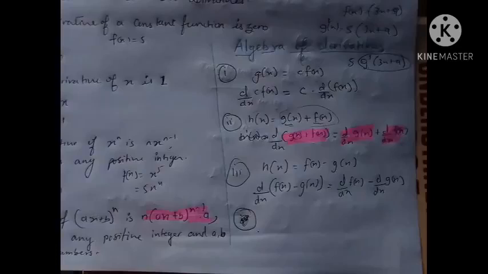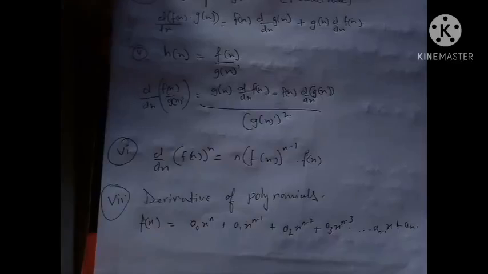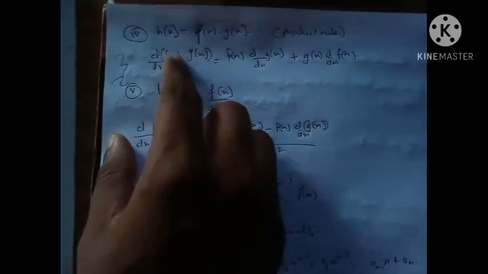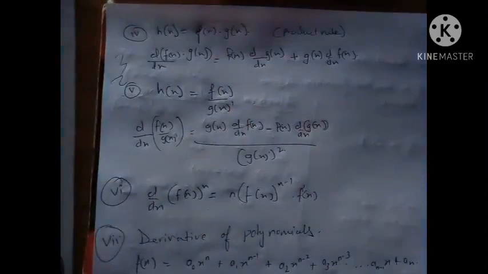Okay, let's see some more. There are 2 or 3 more important ones, so we'll be having a look at them. If I have a multiplication, if two functions are getting multiplied, f(x) into g(x), and I have to find the derivative of that, this is also called the product rule.